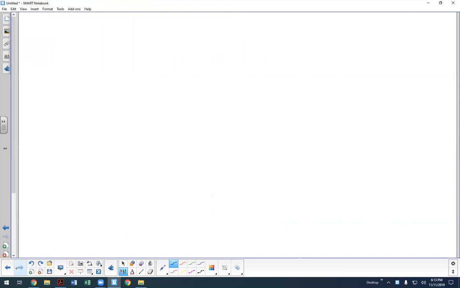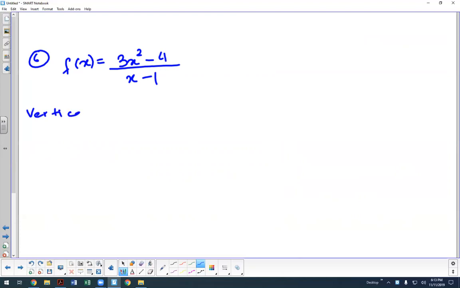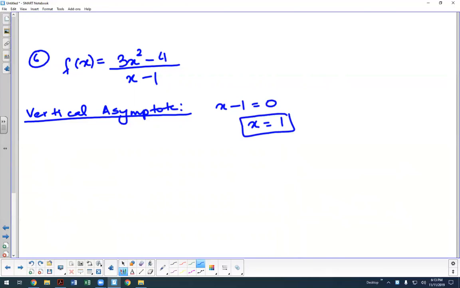So let's see, this guy is number 6. Okay, f of x equals 3x squared minus 4 over x minus 1. Okay, so vertical asymptote, again, take your denominator, set it equal to 0. What do we get with a vertical? 1. Yeah, x equals 1. Oblique.